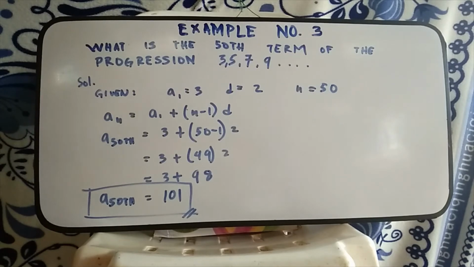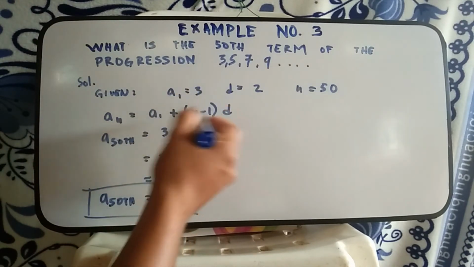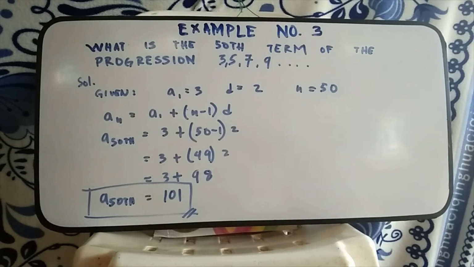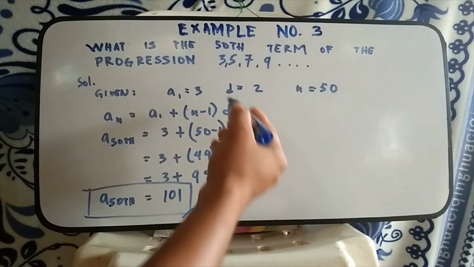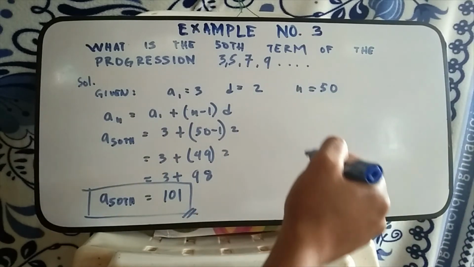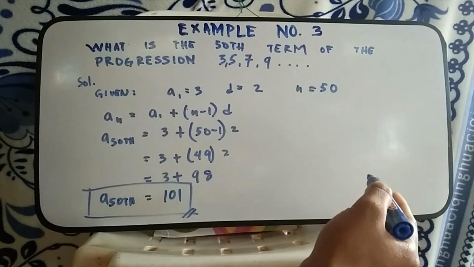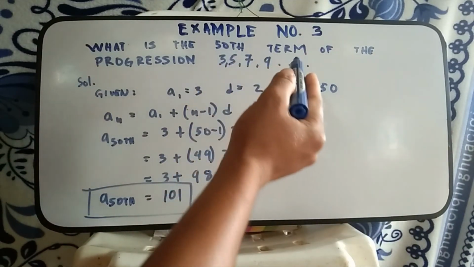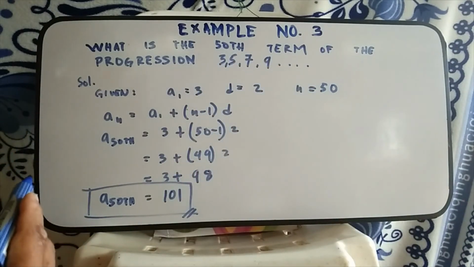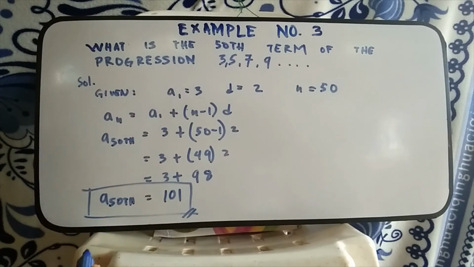Example number 3. What is the 50th term of the progression 3, 5, 7, and 9? Given, first term is equal to 3. The difference of second term and the first term, d is equal to 2. And n is equal to 50 because we are finding the 50th term. Formula that we use, an is equal to a1 plus n less 1 times d.